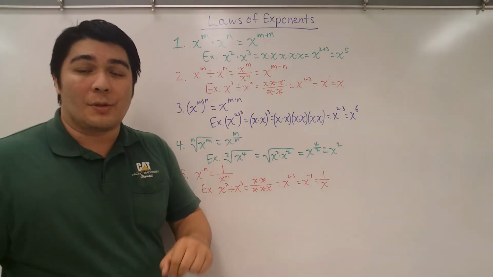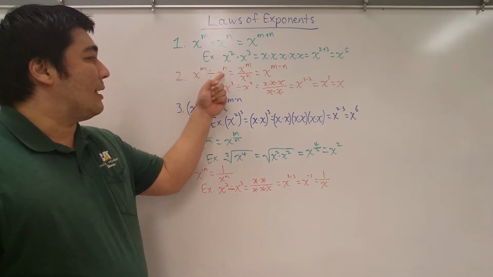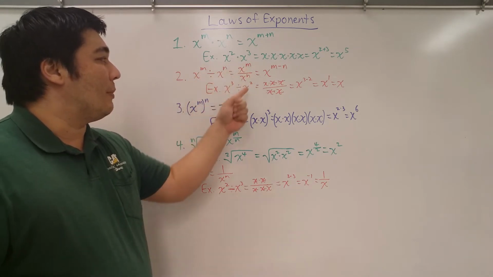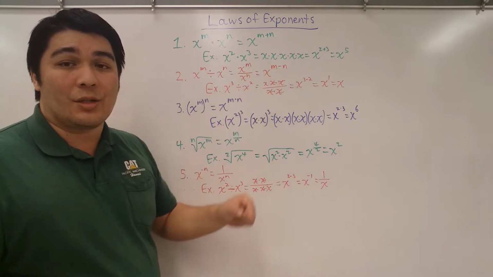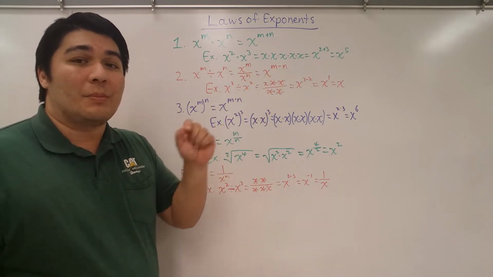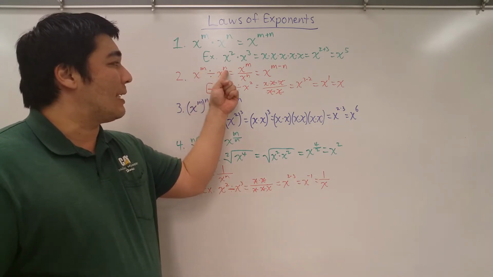Now let's move on to law number two. Law number two states that x to the m divided by x to the n, which is also written in this form as a fraction, is equal to x to the m minus n. So if they're being divided, you subtract the second exponent from the first exponent.